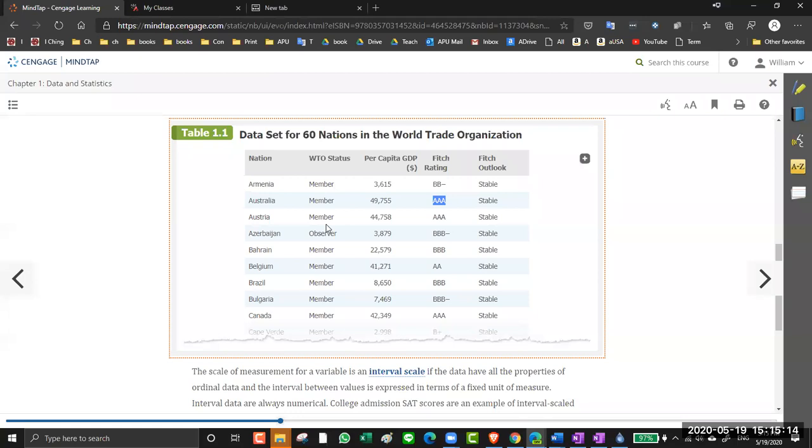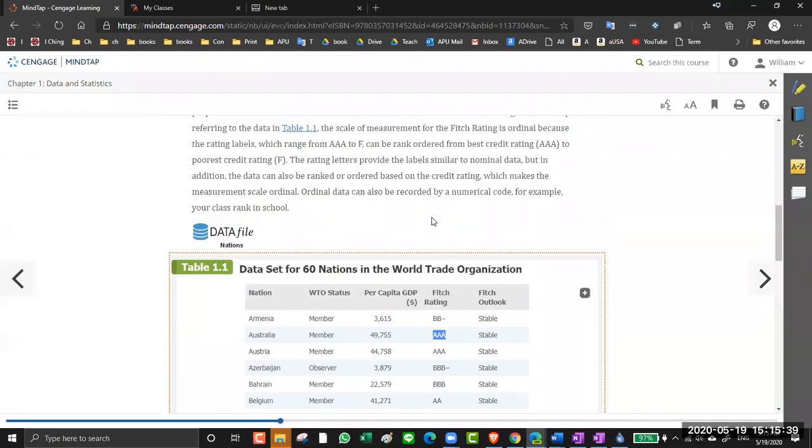Fitch rating includes a ranking. Yeah, it's a ranking, right? What do we mean by that? I already asked you, which is better, AA or AAA? AAA is better. We already said AAA was better, right? So you already recognize there's a ranking there, right? Okay. What are we going to call that?